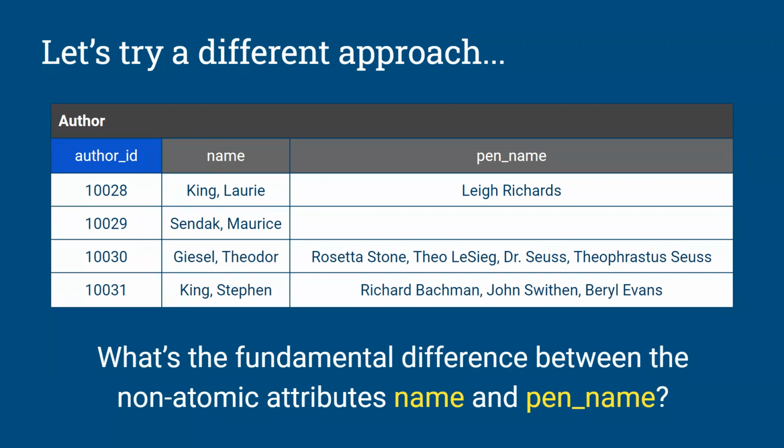I mean, yeah, one's a made-up name. I guess all names are made up. But anyway, one's a legal name, one's not a legal name. I'm not talking about that. I'm talking about something even lower, more general. What's really different between the multi-valued attributes in name and the multi-valued attributes in pen name?